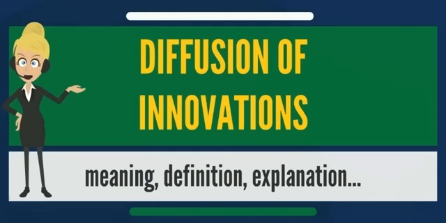Rogers argues that diffusion is the process by which an innovation is communicated over time among the participants in a social system. The origins of the diffusion of innovations theory are varied and span multiple disciplines. Rogers proposes that four main elements influence the spread of a new idea: the innovation itself, communication channels, time, and a social system. This process relies heavily on human capital.